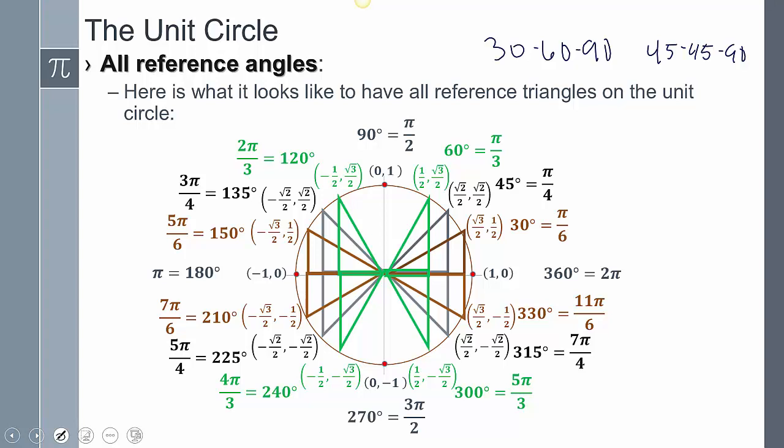And these are all the values in quadrant 1, quadrant 2, quadrant 3, and quadrant 4. It created a nice pattern for us. If you notice, 1/2, root 2 over 2, root 3 over 2, root 3 over 2, root 2 over 2, 1/2. There's a pattern that goes on here.